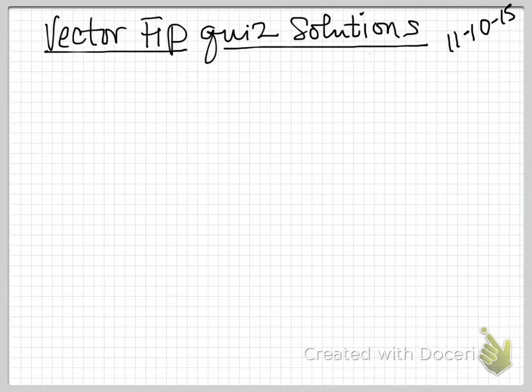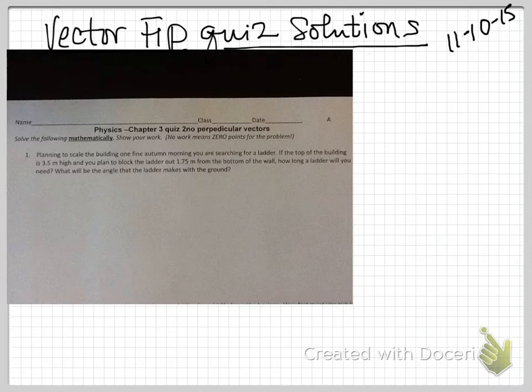Our first question is this. Planning to scale the building one fine autumn morning, you're searching for a ladder. If the top of the building is 3.5 meters high and you plan to place the ladder out 1.75 meters from the bottom of the wall, how long a ladder will you need? What will be the angle that the ladder makes with the ground?